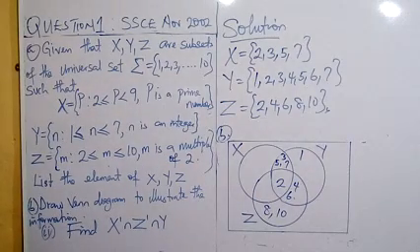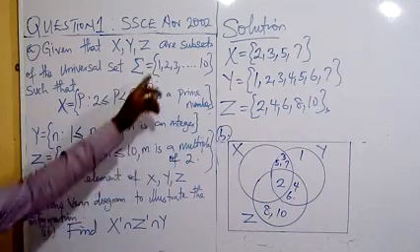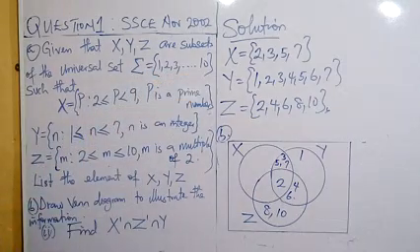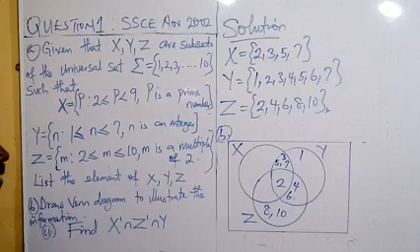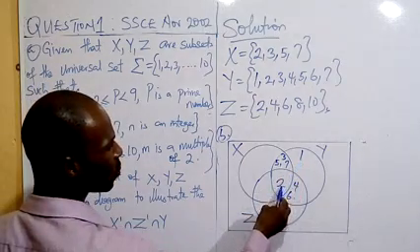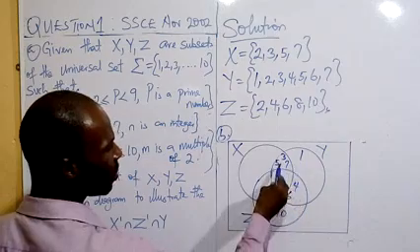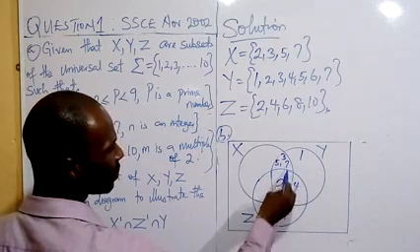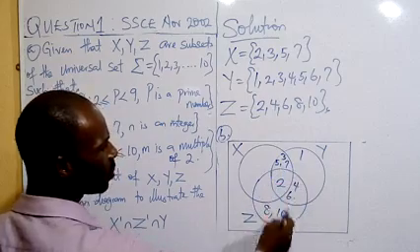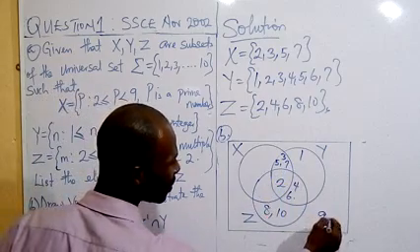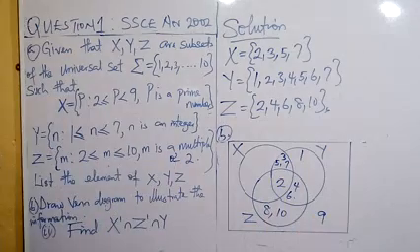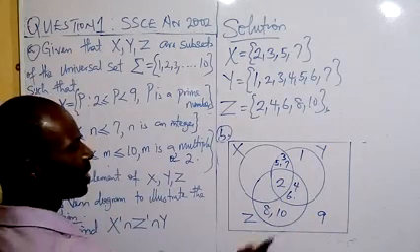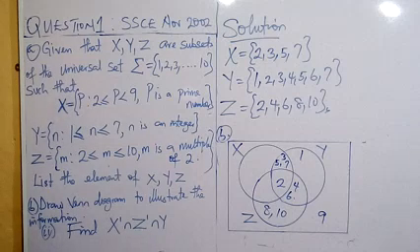Now, let's check. Don't forget the universal set is from 1 to 10. Let's check it on our Venn diagram. We have 1, 2, 3, 4, 5, 6, 7, 8. Where is 9? No 9, so we'll put our 9 here. Outside the circle, 9 and 10. That is our final answer on the Venn diagram.